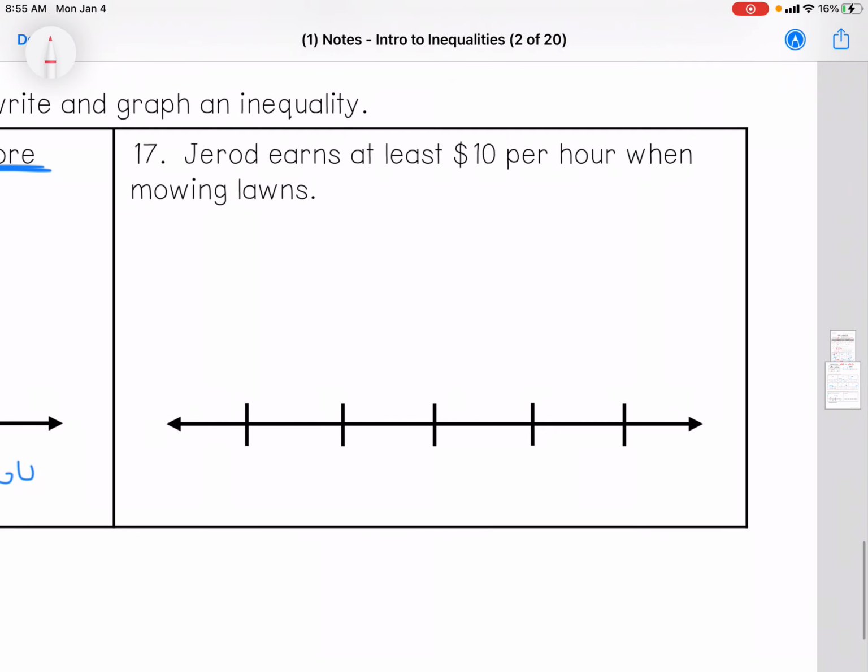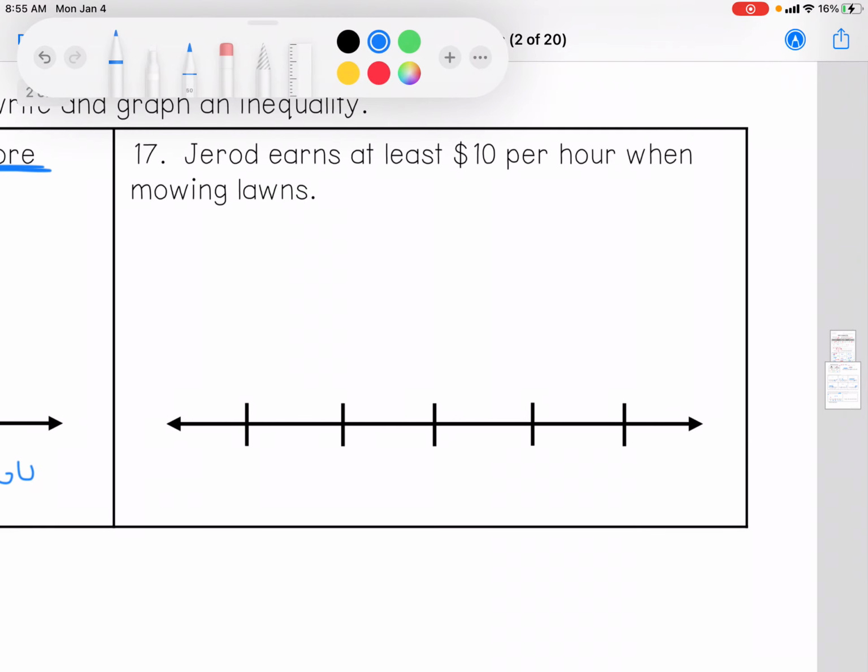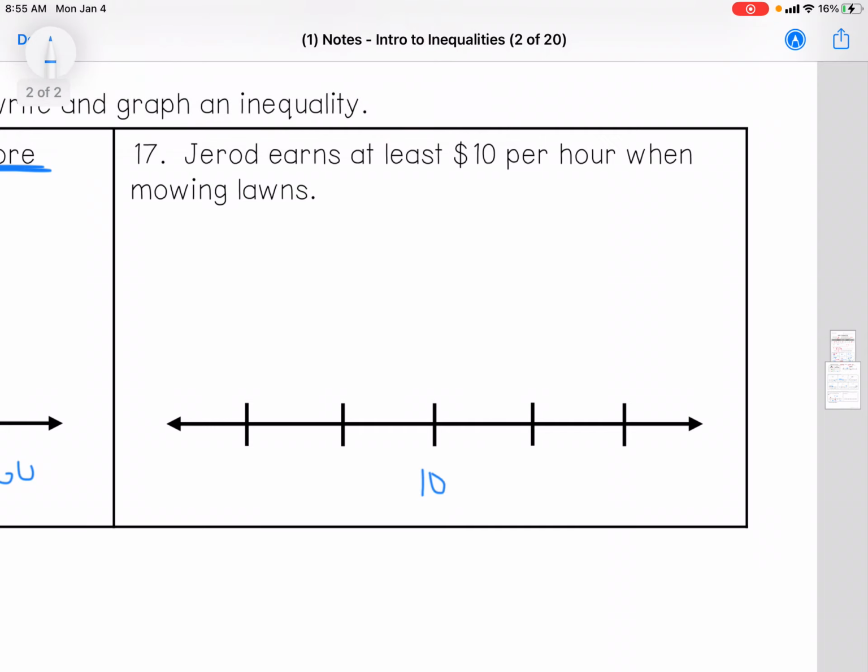All right, number 17, Gerard earns at least $10 per hour when mowing lawns. So let's go ahead and fill in our graph. 10 will be in the middle. We can count by 5s. It don't matter. You can count by 1s if you want. Okay.